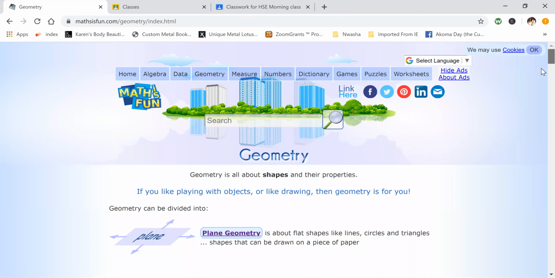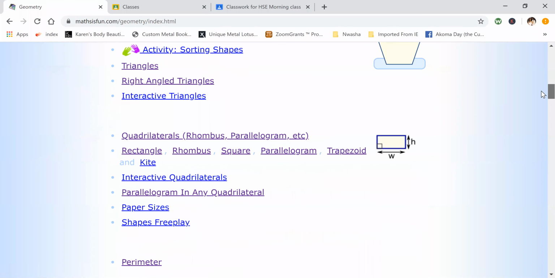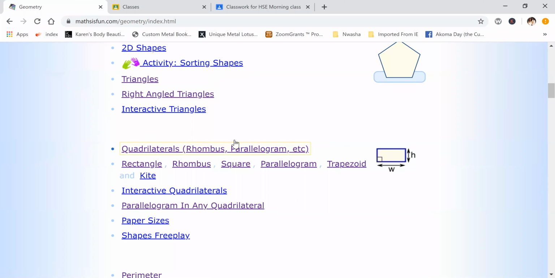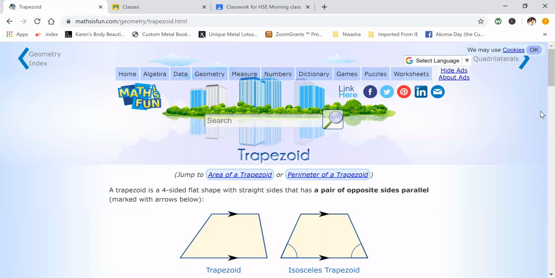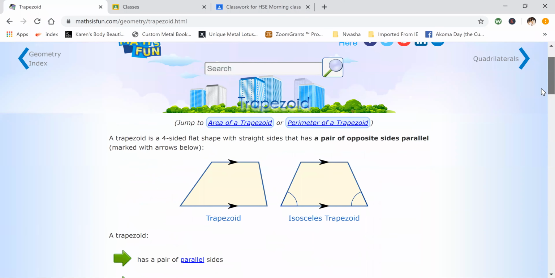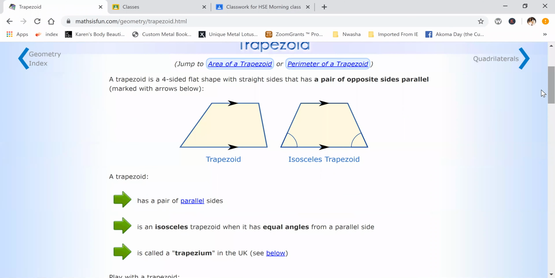And we're in plane geometry. And this is where we've been with quadrilaterals. So the last one that we were doing is a trapezoid. So the trapezoid is a four-sided flat shape with straight sides that has a pair of opposite sides parallel.